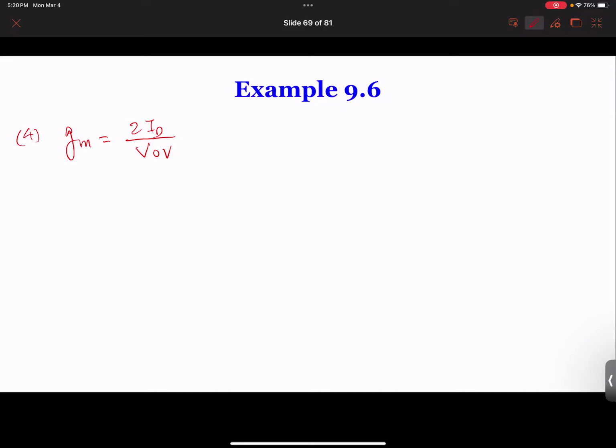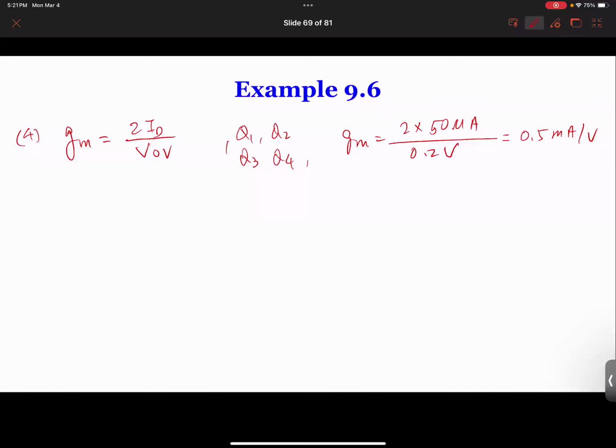But if you look at Q1, Q2, Q3, and Q4, gm will be 2 times 50 microamps divided by VOV of 0.2. That gives you how much? It gives you 0.5 milliamp per volt. Yeah, so 0.5 milliamp per volt.